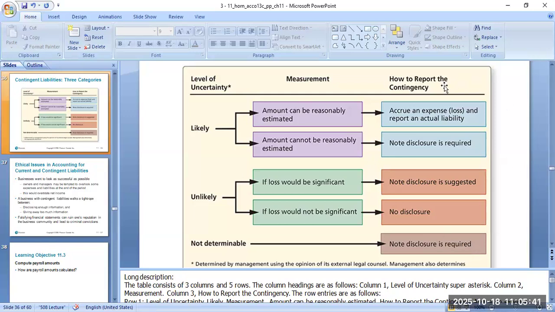Now, remember this because this is under the Accounting Standards for Private Enterprises. Later, in Intermediate Accounting part two, 332, you're going to see something like this. But there will be a little bit of differences. That will be a difference between Accounting Standards for Private Enterprises and International Financial Reporting Standards.